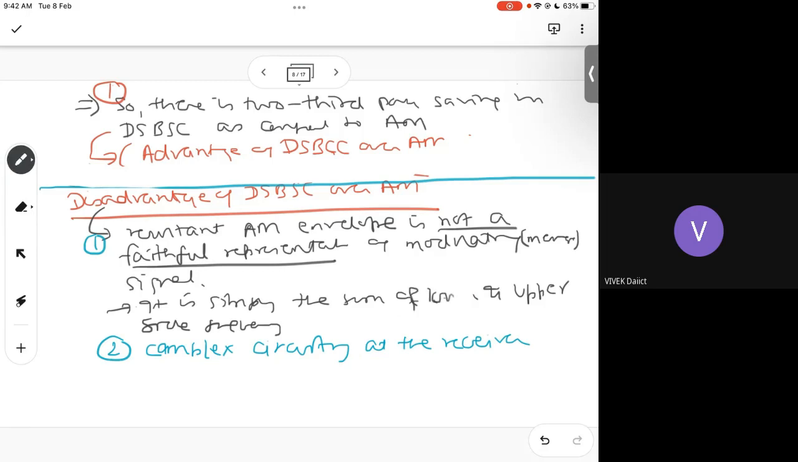Otherwise, we also need complex circuitry. Again, I think that is a disadvantage. So these are some of the disadvantages. Is there anything else you want to ask from this slide?